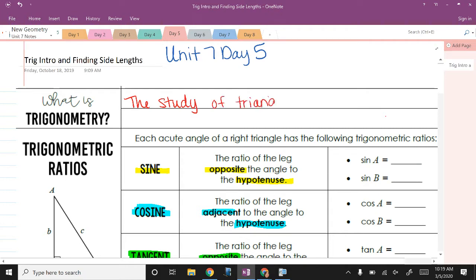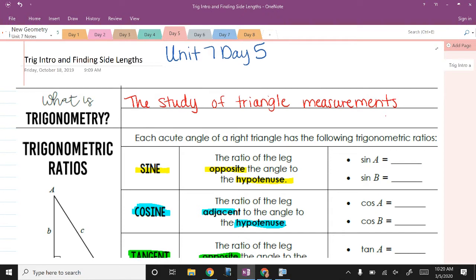Now, what do you think we're measuring in a triangle? Well, what can you measure with a triangle? Angles and? All right, angles and sides. The study of triangle measurements, so particularly the degrees of an angle or the lengths of the sides of the triangle. Okay?